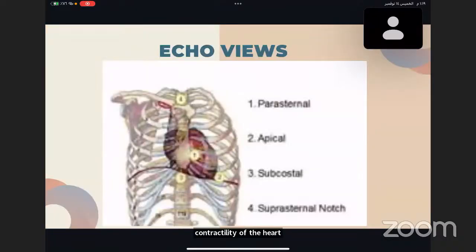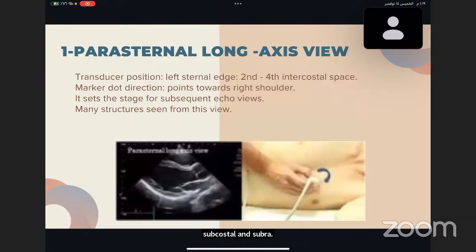Okay, these are the echo views. Number 1 is parasternal, then apical, subcostal, and suprasternal notch. For the parasternal view, the transducer position is at the left sternal border in the second to fourth intercostal space, with the marker dot directed toward the right shoulder. It is the standard starting echo view, and the main structures can be seen.